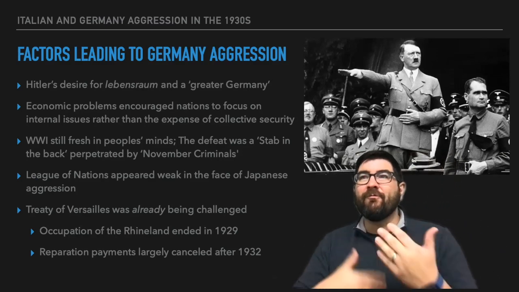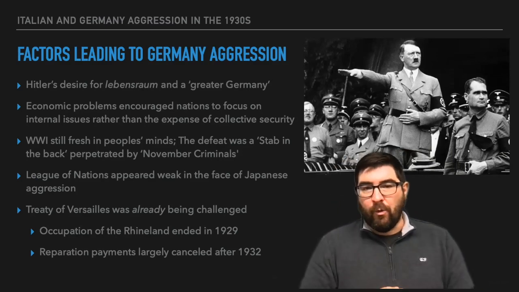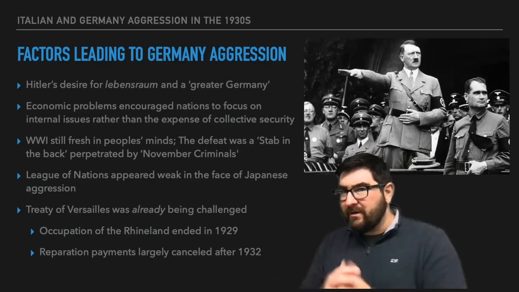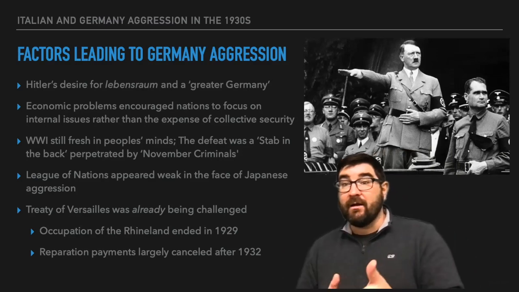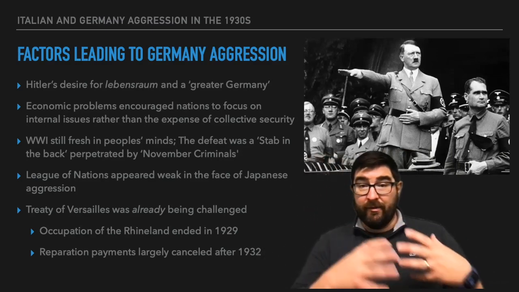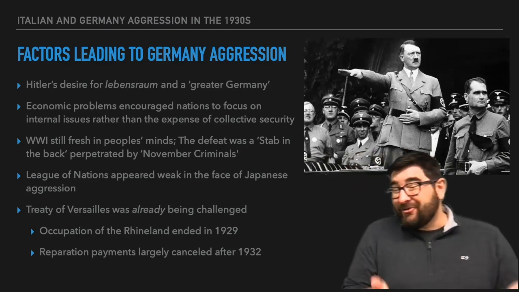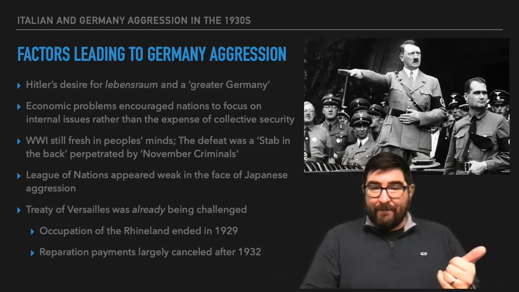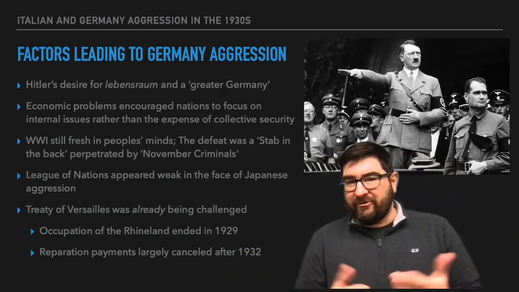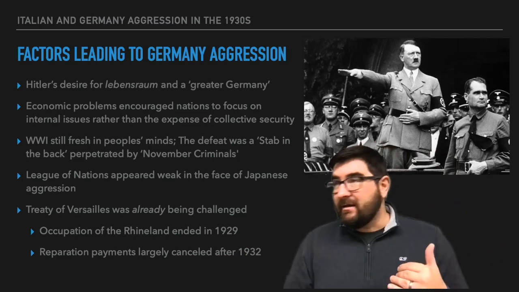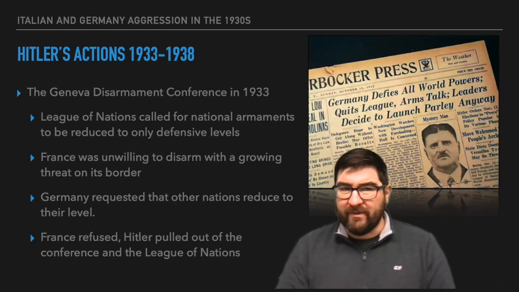looking to overturn the Treaty of Versailles, a defeat in World War I that Adolf Hitler, as a veteran of the German army, considers a stab in the back perpetrated by what he calls November criminals, the new German government at the end of World War I. The League of Nations is also appearing weak in the face of Japanese and now Italian aggression. And the Treaty of Versailles was already being challenged. The occupation of the Rhineland ended in 1929. Reparations payments were basically canceled by this point.